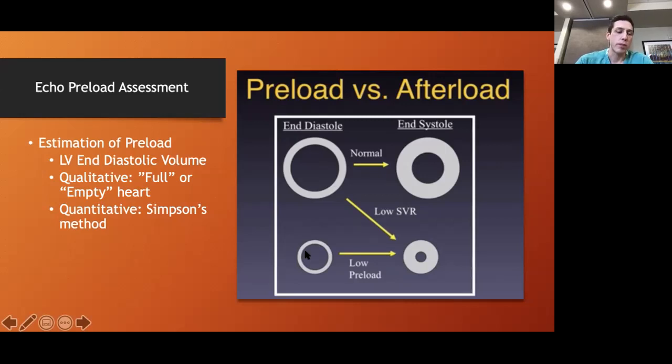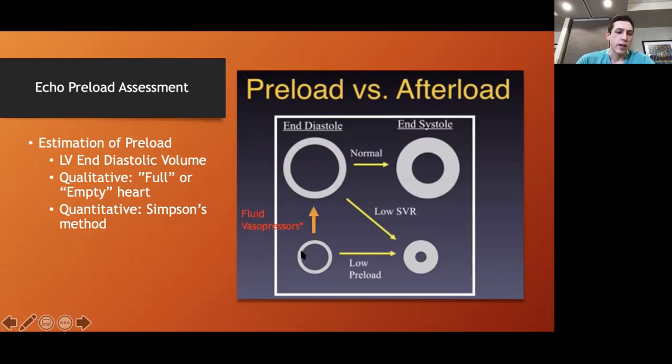A patient with a pure preload problem from hypovolemia will have a reduced end diastolic volume, as opposed to the patient with an afterload problem from distributive shock, who will have a normal end diastolic volume. Now, at extremes of physiology, I think we can oftentimes get away with eyeballing this end diastolic volume and making an assessment. But in more subtle cases, I think it's important to quantify this using Simpson's method.